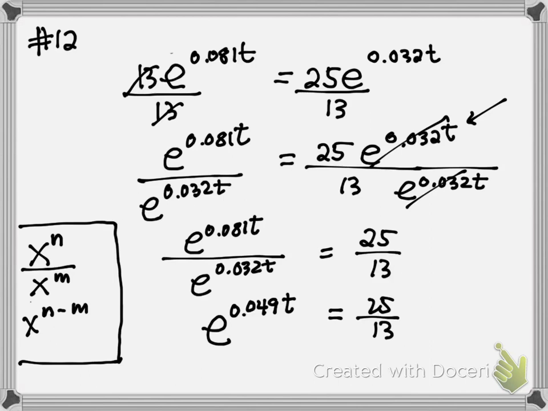I would like to do ln because I see base e here, and we know that ln, the natural log, is the logarithm with base e. So since I see a base e here, I'm going to do ln both sides. So this becomes ln of e to the 0.049t equals ln of 25 over 13.